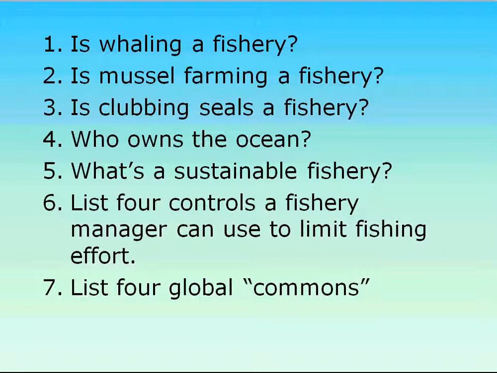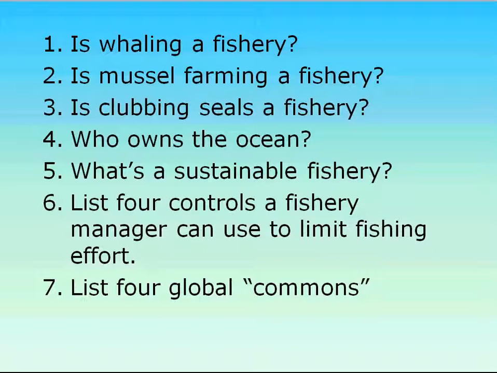Is mussel farming a fishery? Well, no, it's not, because by definition, if you're farming them, that is not a wild resource. That is an artificial resource. You're farming them, and so any type of aquaculture is not a fishery.